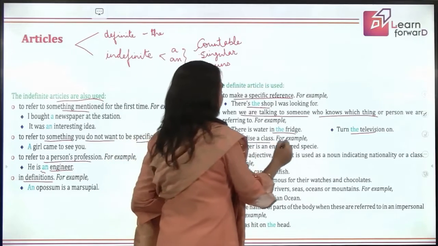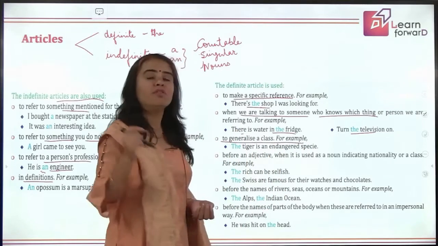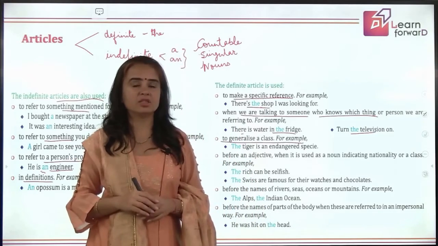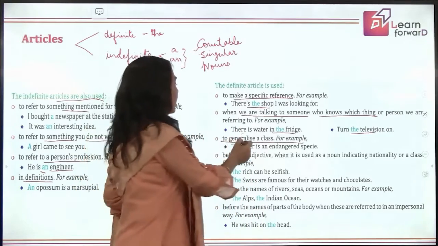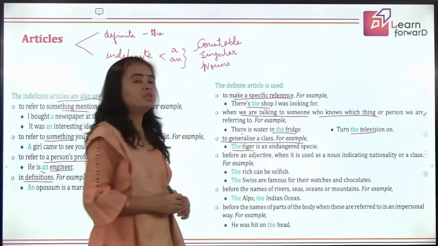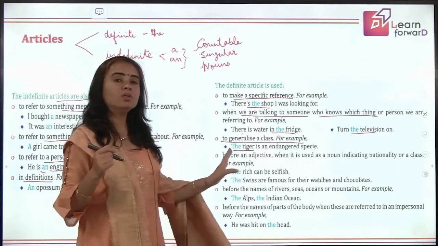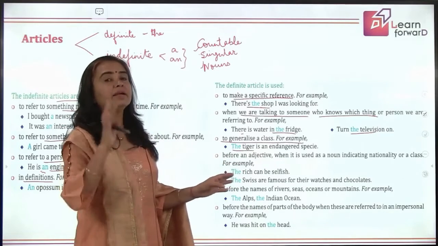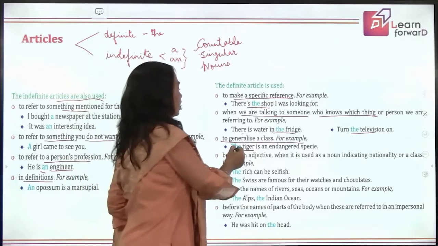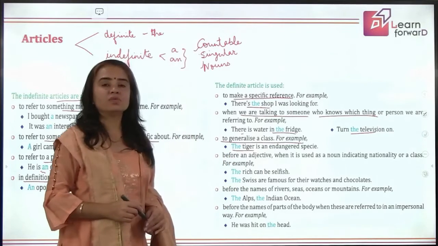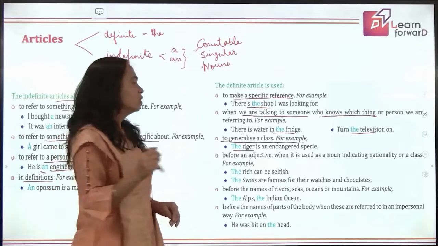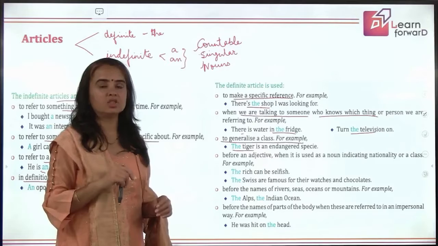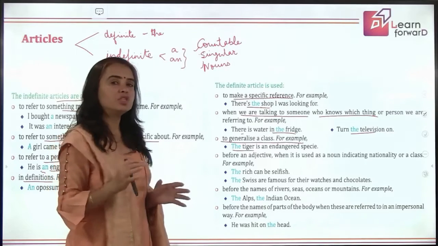Next is to generalize a class. That means while talking about one, we are talking about the entire class related to that. For example, the tiger is an endangered species. So when I'm talking about this tiger, I mean to say the entire species of tiger, the entire class. So here we are talking about the class, we are using it in a generalized way, so we are using the here. It doesn't mean that some particular tiger is endangered. No, the entire species is endangered.